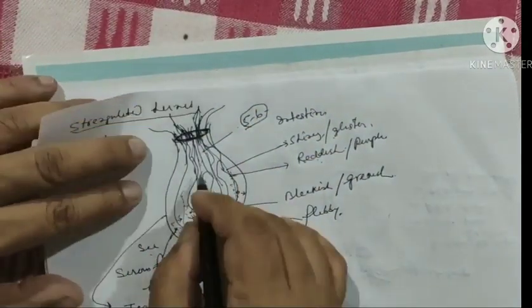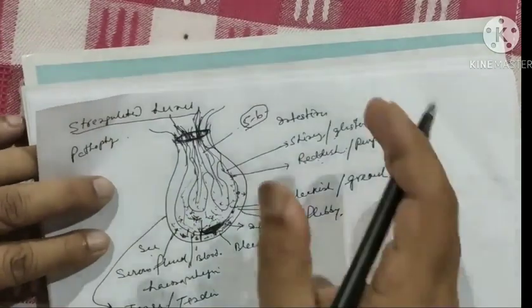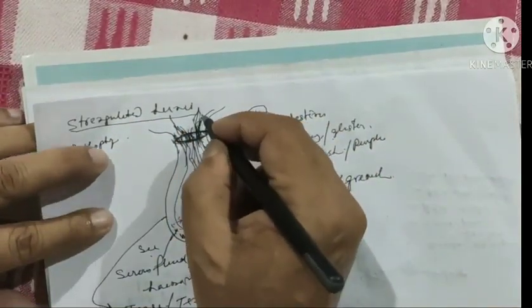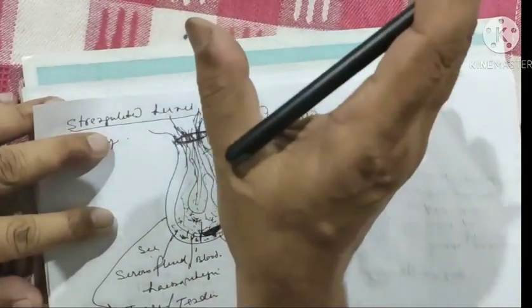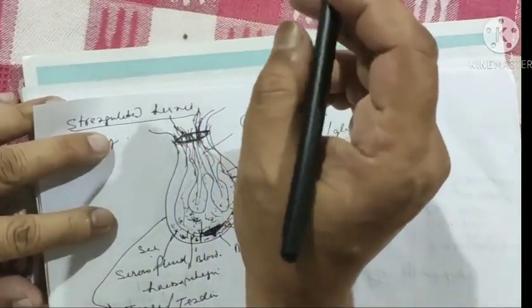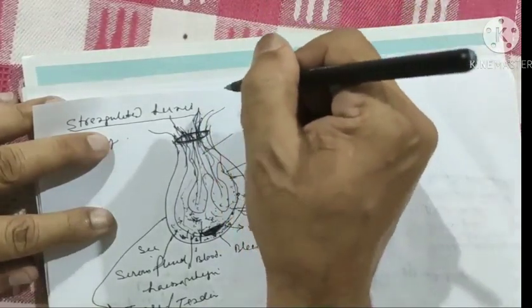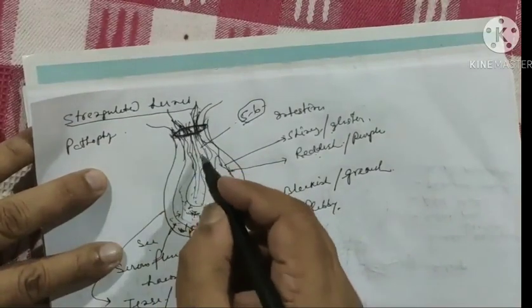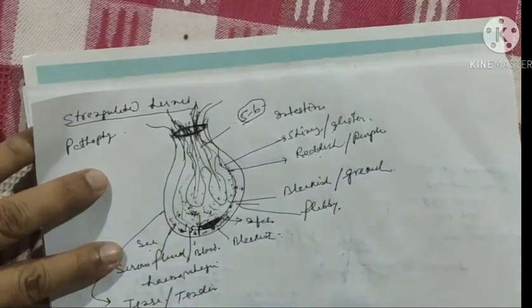Tense, tender sac. And if the process goes on and peritonitis develops, the intestines, which initially become hyperperistaltic, become adynamic. Paralytic ileus will develop. So treatment is very important in this case. Immediate treatment is required.